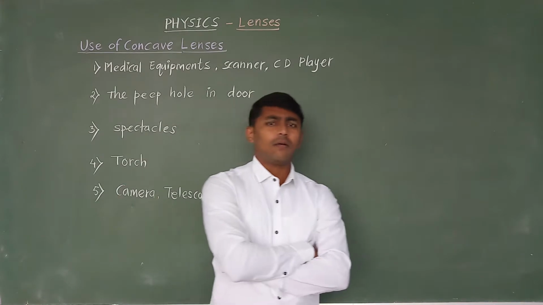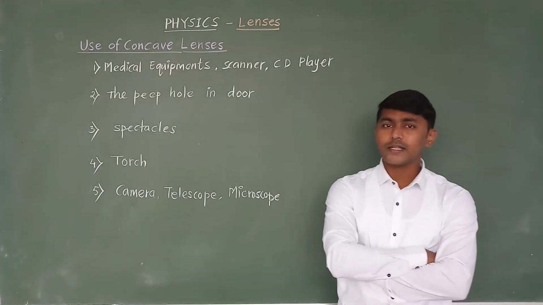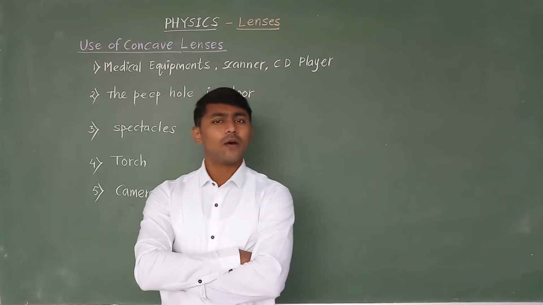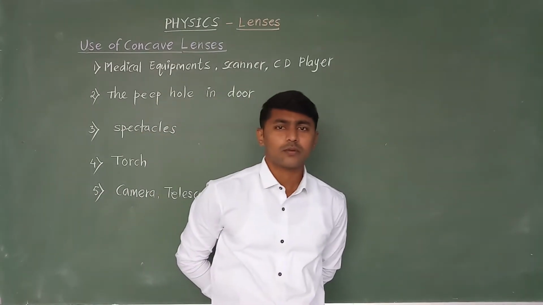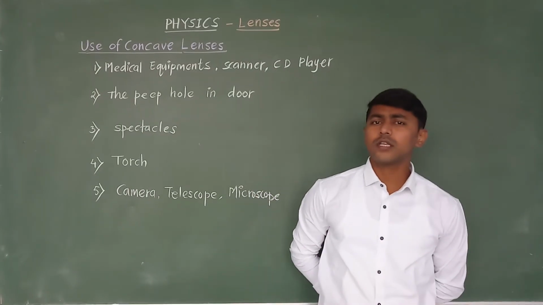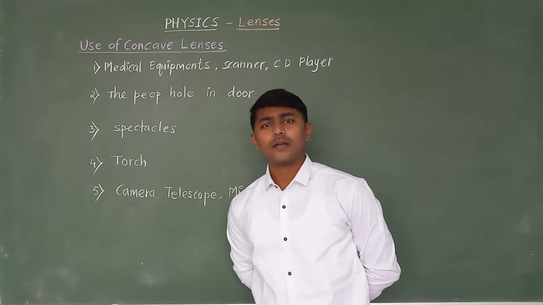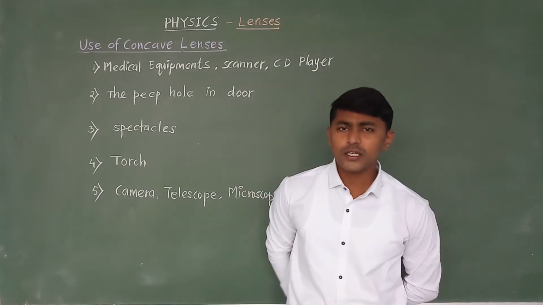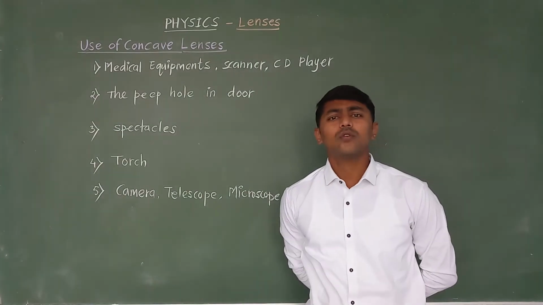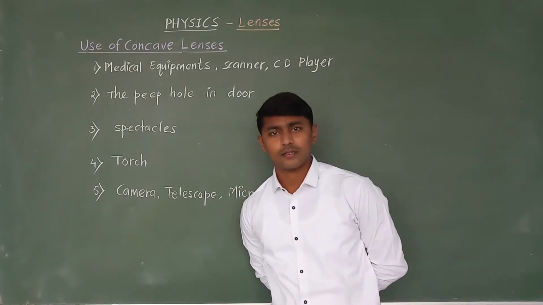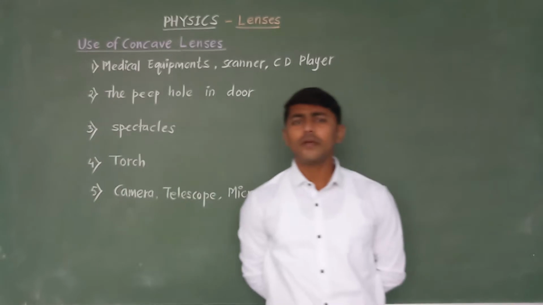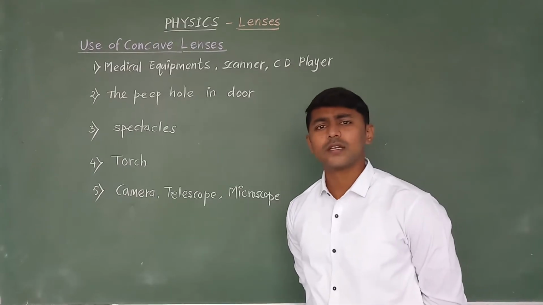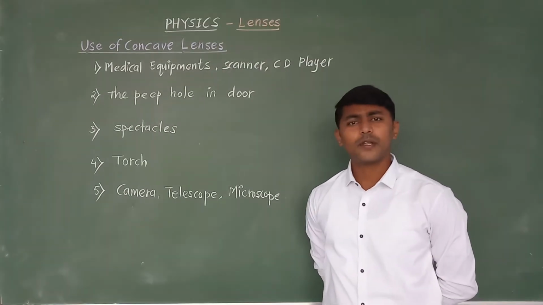Now, these are not the only uses of convex and concave lenses. Apart from that, they have several other uses. So, in this lecture, we are going to see the other uses of concave lens as well as convex lens. First, we are going to see the uses of concave lenses. As we all know, concave means curved inside, while convex means curved outside. We have already studied this in previous lectures.